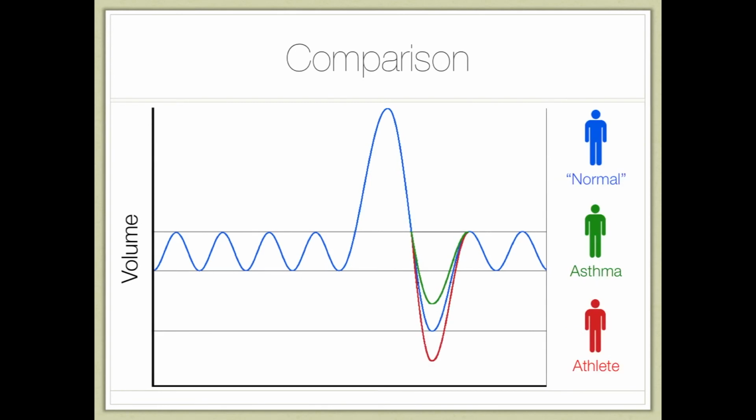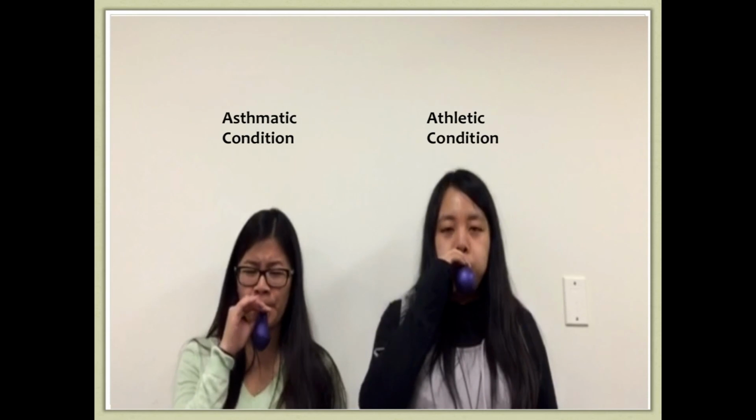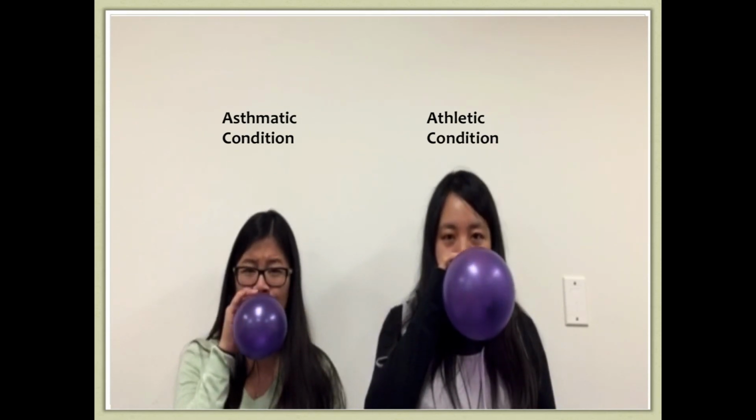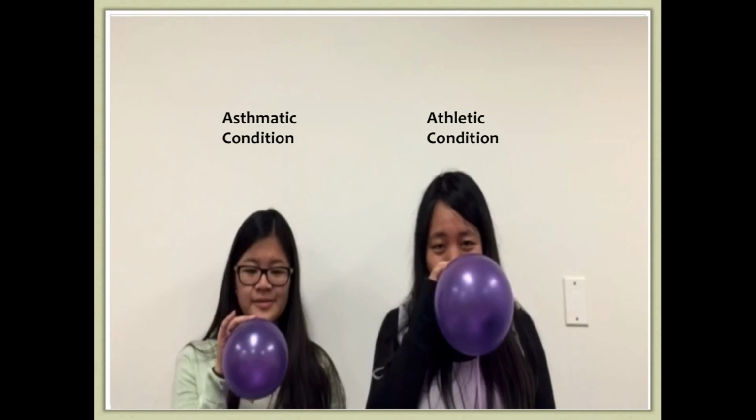In summary, we have the most amount of air blown out by an athlete and the least amount of air blown out by a person with asthma. And this can be demonstrated from this demonstration. As we can see, the person with asthma has much less air blown into the balloon than a person who's an athlete.